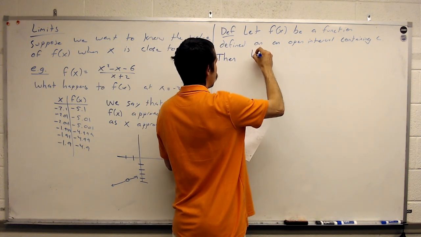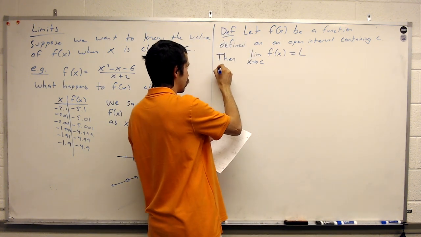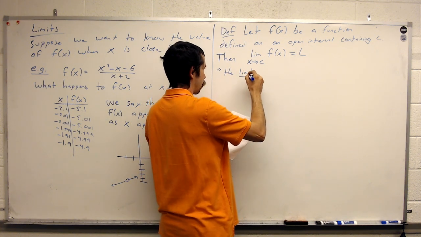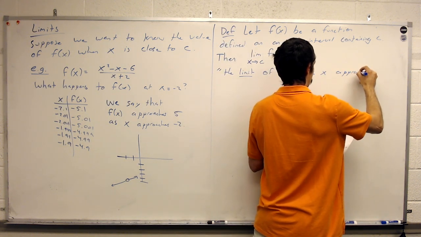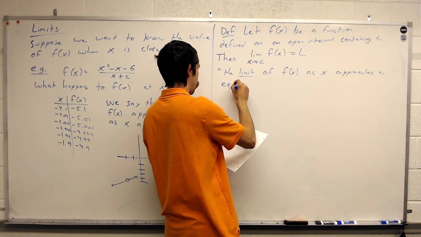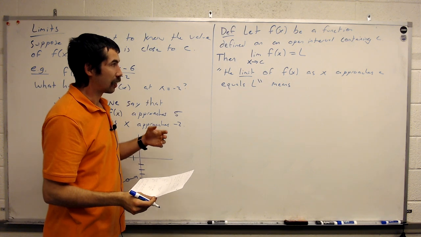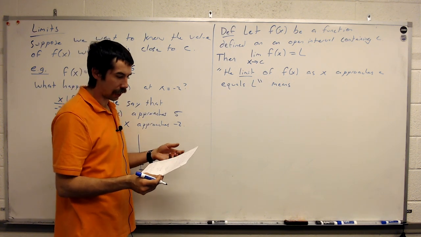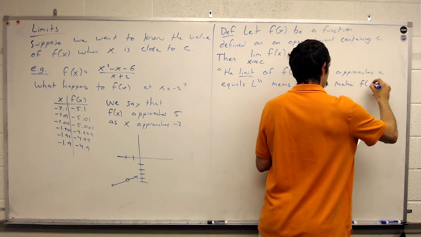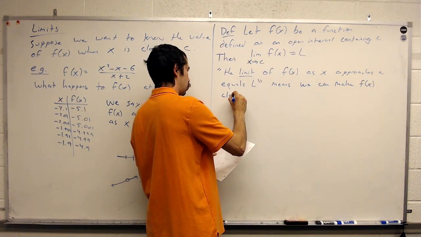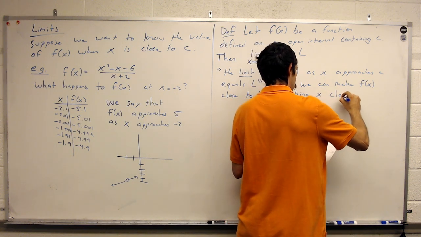Then we write the limit as x goes to c of f of x equals L. This is read as the limit of f of x as x approaches c, and it means that as x gets closer to c, f of x gets closer to L. So we could make the value of our function close to L by taking x close to c.